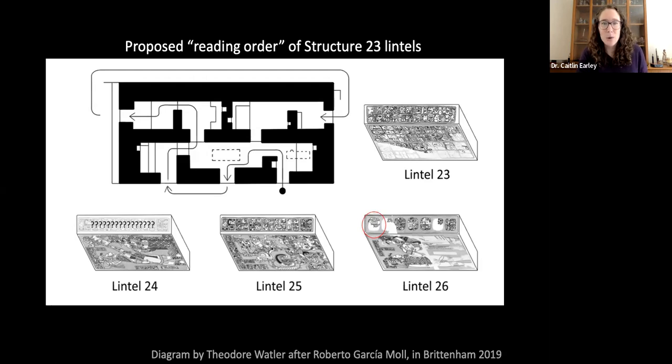In this proposed progression, you would then walk back into the building, experiencing lintel 24, before heading back around to experience the end of this inscription, which is on that all textual lintel 23.